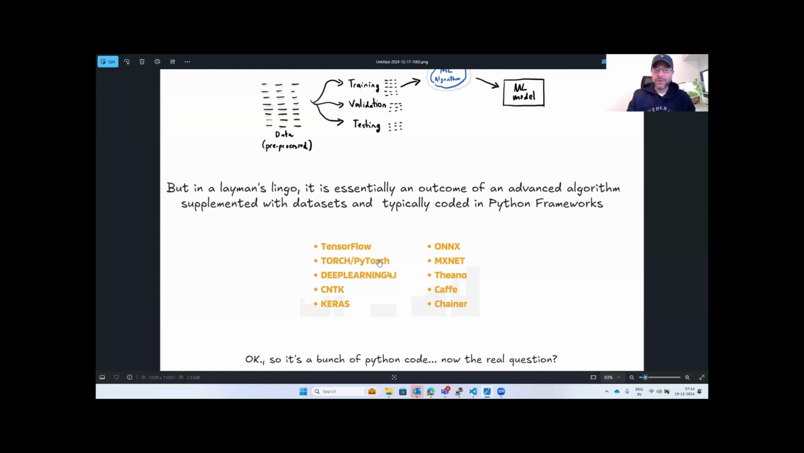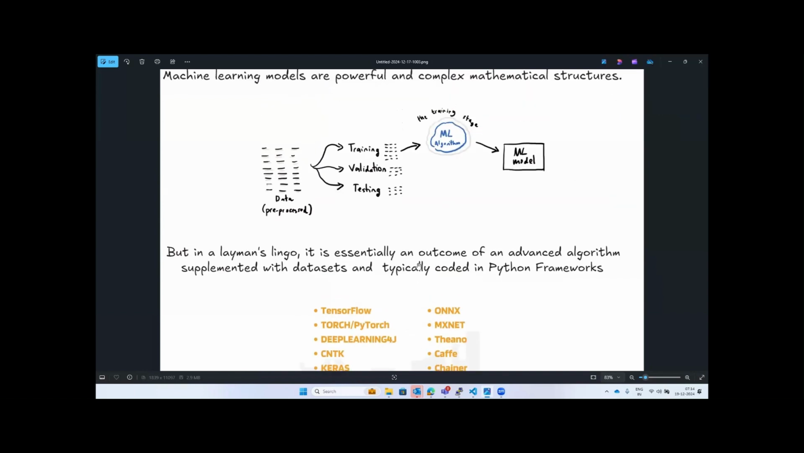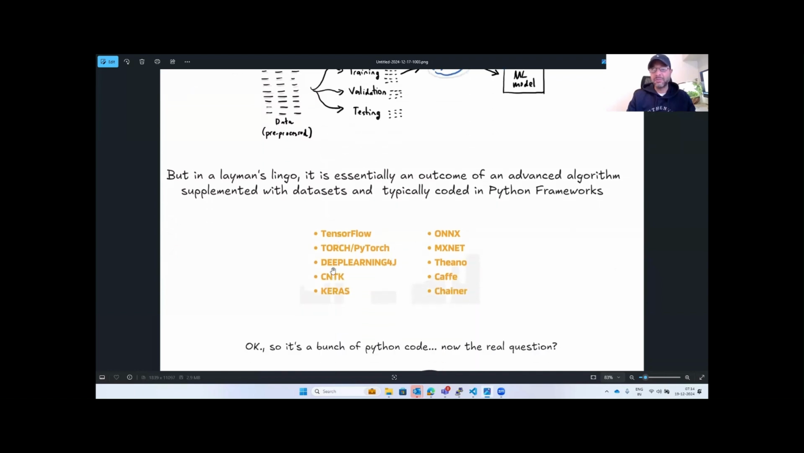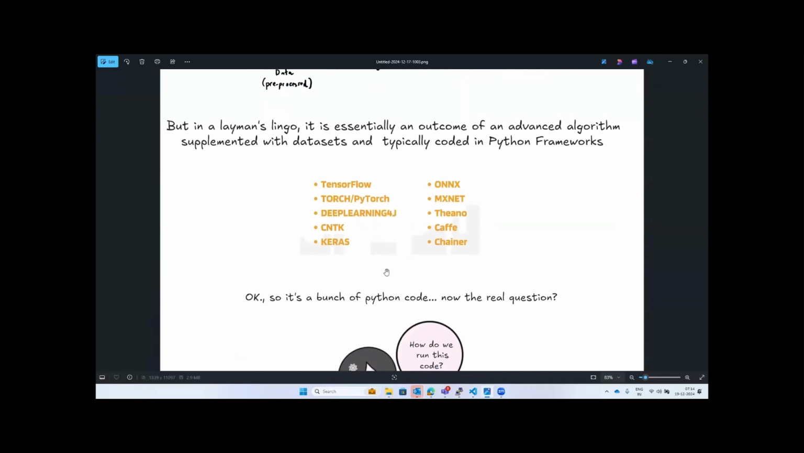TensorFlow is very popular, Torch, PyTorch, very popular, but others included, right? So these are all nothing but, think of it basically as a mathematical structure encoded into a Python framework. Now, obviously it's a bunch of Python, right? You're writing a code of Python and doing something with that code with an intent, basically, right?